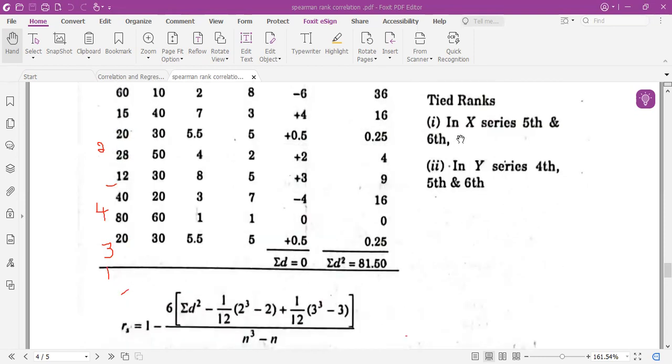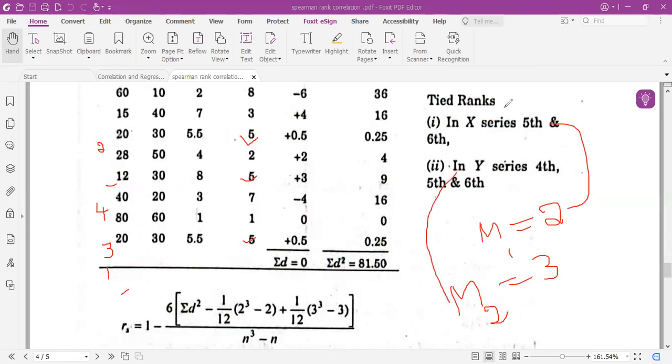So therefore, you have M1. M1 is 2 here. So for this, you have to take M1 equal to 2. This is for X series. Then M2, you have 3 repetitions, the 5, 5, 5. So 2 sets of repetitions are there. The first set is for X series, the second set is for Y series. So this is 2, this is 3. Therefore M1 is equal to 2, M2 is equal to 3.